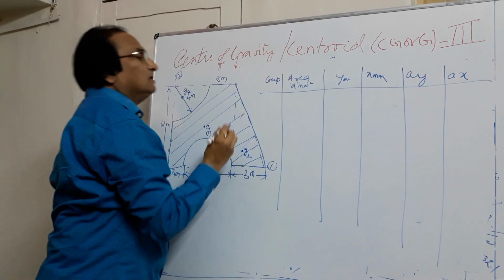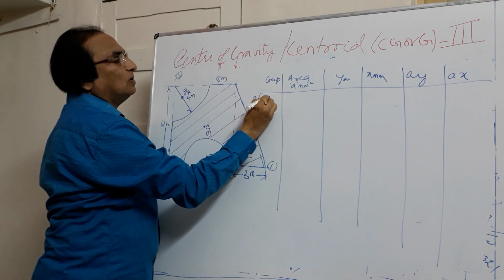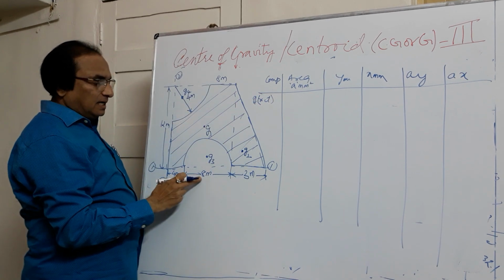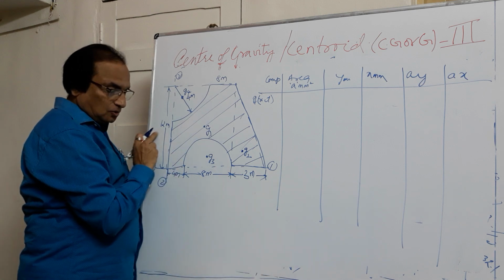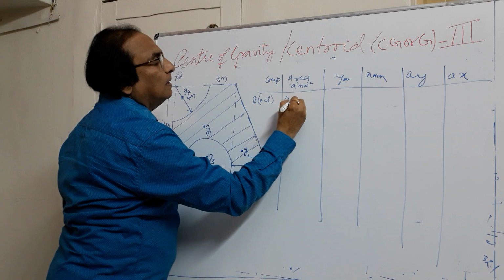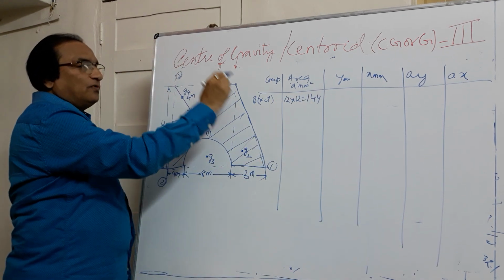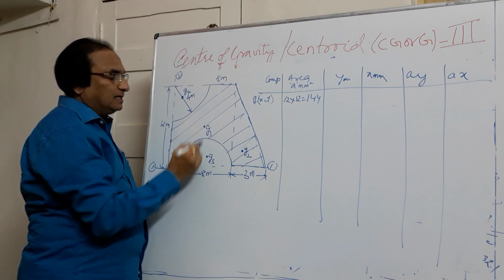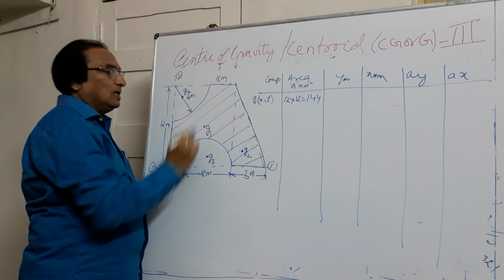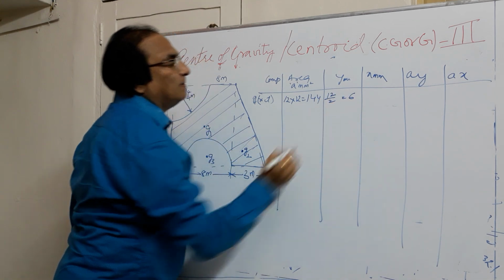So I will begin with G1. G1 is a rectangle or square, whatever it is. What will be the size? 8 plus 4, 12, and this is 12. So this will be 12 by 12 is equal to 144. We know for a rectangle the centroid is at the center. So the distance from 1-1, the total height is 12, half of that will be 6. So y is 12 by 2 is equal to 6 mm.